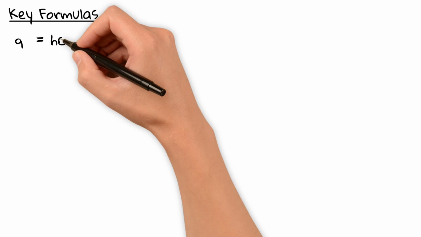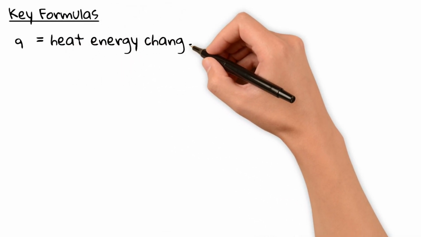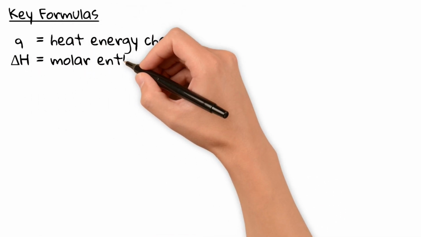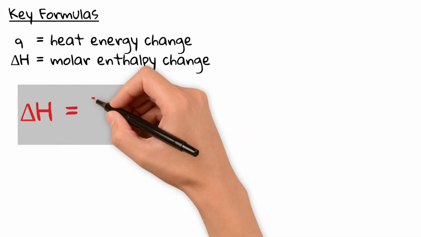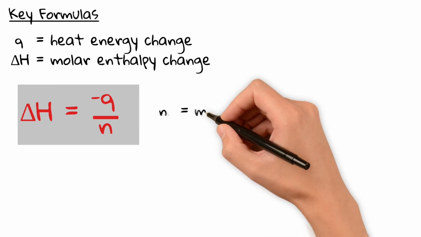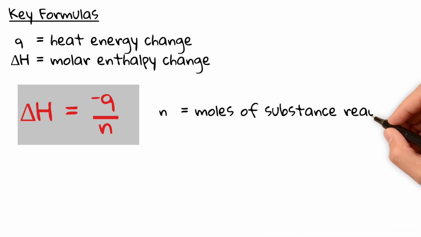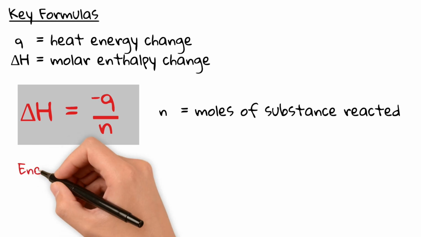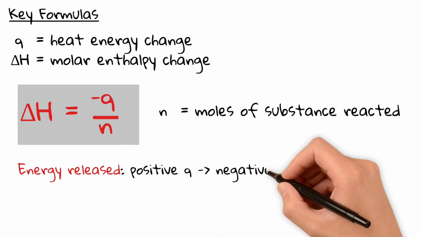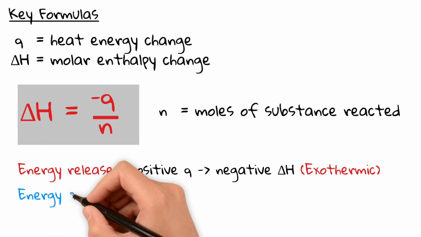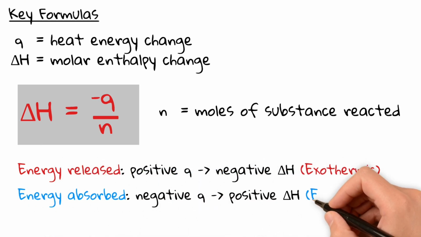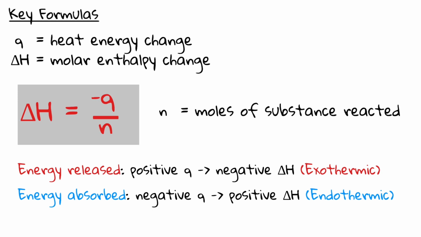Now, calculating Q is often only the first step. In exams, you'll often be asked to calculate the molar enthalpy change, delta H. That's just taking Q and dividing by the number of moles of substance that reacted. The formula is delta H equals negative Q divided by n. The negative sign reminds us, if heat energy is released, the reaction is exothermic, which means delta H is negative. If energy is absorbed, the reaction is endothermic, which means delta H is positive.